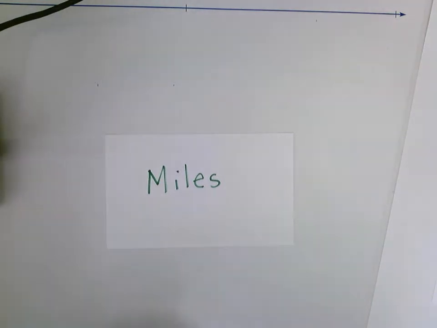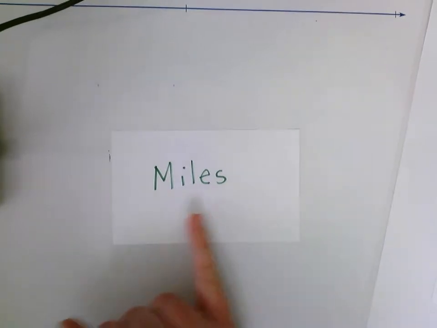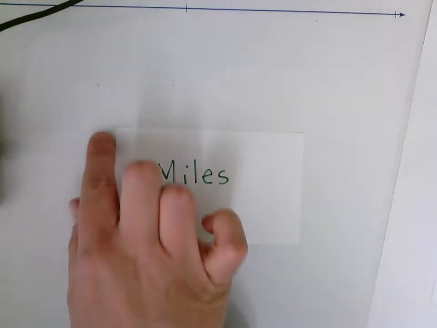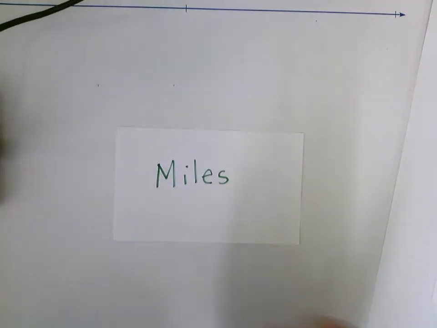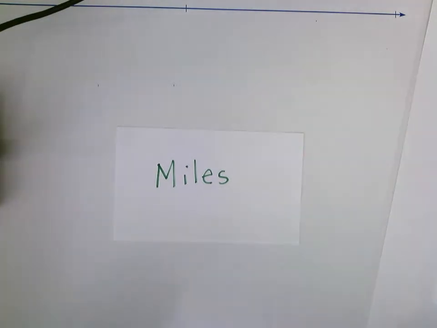The last customary unit of measure that we're going to talk about for length is miles. We probably hear the word miles a lot when we see speed limits. It's how fast our cars go, measured in miles, and how far one town or one store is from another. We might say, well, how many miles away is it? Miles is the largest unit of length that we use in the customary system.